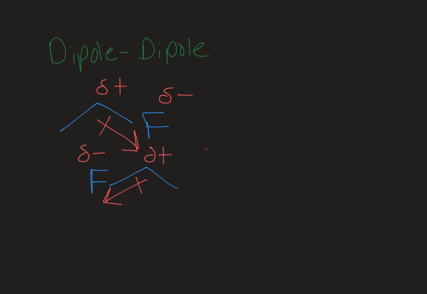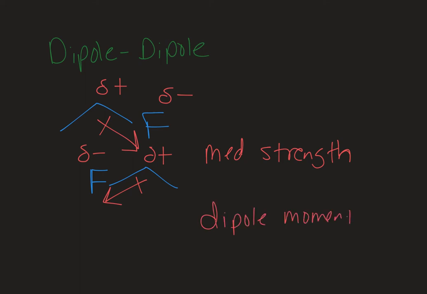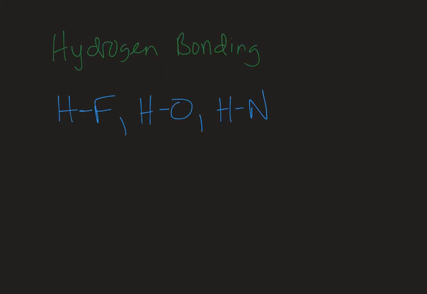So these intermolecular forces are medium strength, or intermediate strength. They're stronger than the London forces, but they're not the strongest intermolecular force. And they are going to be present in all molecules that have a significant dipole moment. So basically, anytime there's a bond between a less electronegative and a more electronegative atom. And the bigger the difference in electronegativity, the stronger the dipole moment, and the more attraction between those molecules.